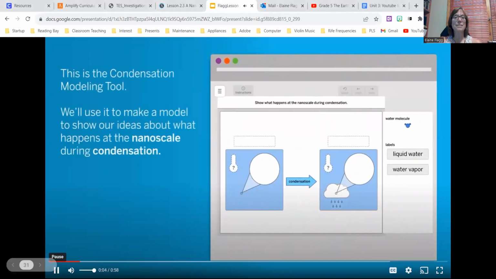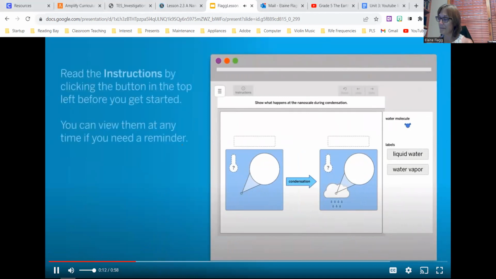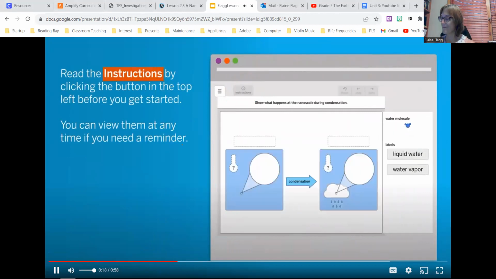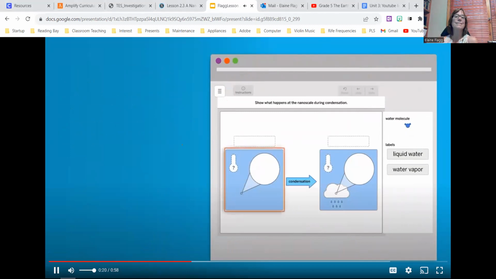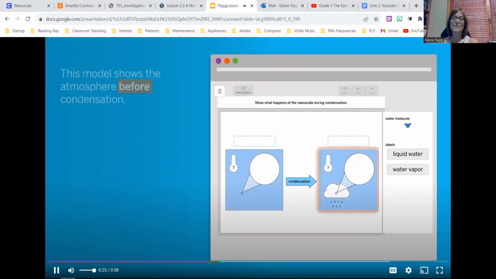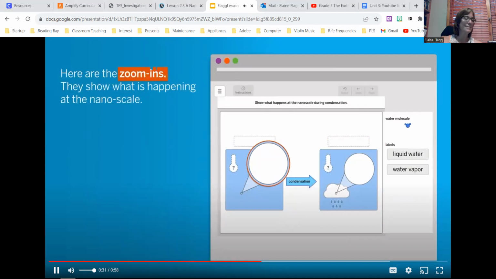This is the condensation modeling tool. We'll use it to make a model to show our ideas about what happens at the nanoscale during condensation. Read the instructions by clicking the button in the top left before you get started. You can view them at any time if you need a reminder. This model shows the atmosphere before condensation, and this model shows after condensation. Here are the zoom-ins. They show what is happening at the nanoscale.